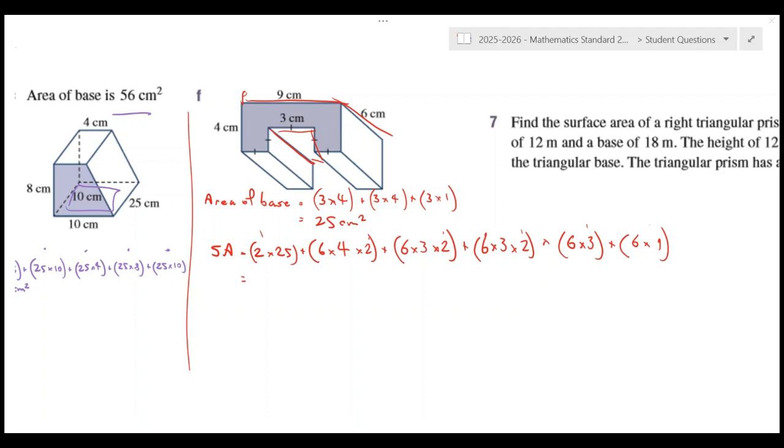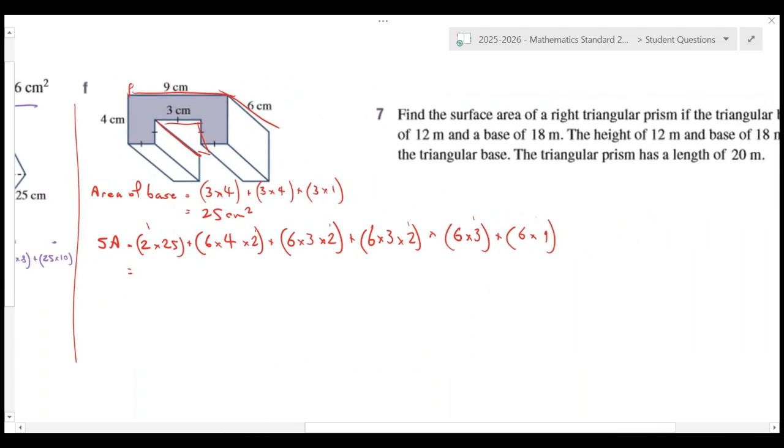Let's work this out. So 2 by 25, 6 by 4 by 2, 6 by 3 by 2. Oh, I've got 6 by 3 by 2 twice. Oh, yes, of course I do. Yeah. 6 by 3 by 2 plus 6 by 3 plus 6 by 9 should give me, I think I'm short something. What have I got wrong? Have I entered something wrong? Possibly. I'm going to do it by hand.